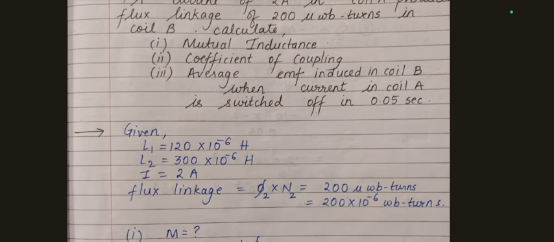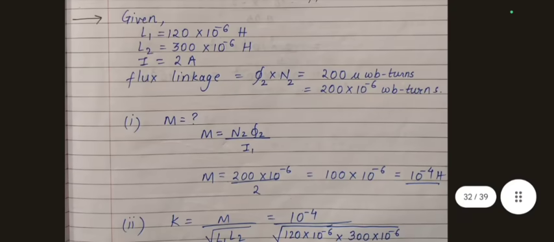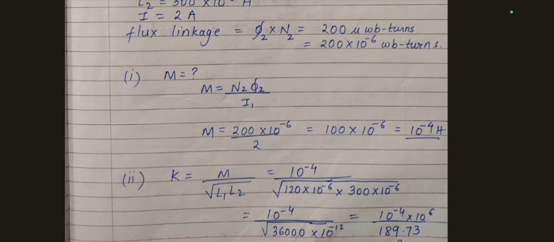Now the three things they have told us to calculate. First is mutual inductance, then coefficient of coupling, and average EMF. So let us first calculate the mutual inductance. We all know the formula of mutual inductance: it is N2 phi 2 upon I1. We have derived it. N2 and phi 2 together, the flux linkage, is given to us, that is 200 into 10 raised to minus 6, upon I1 which is given as 2. Just divide them, you will get 10 raised to minus 4 Henry, and this is your mutual inductance.